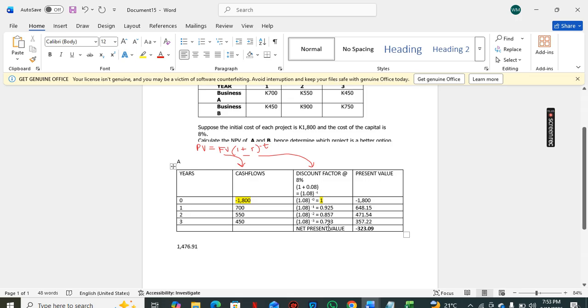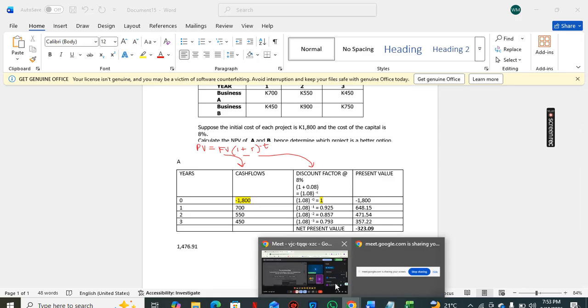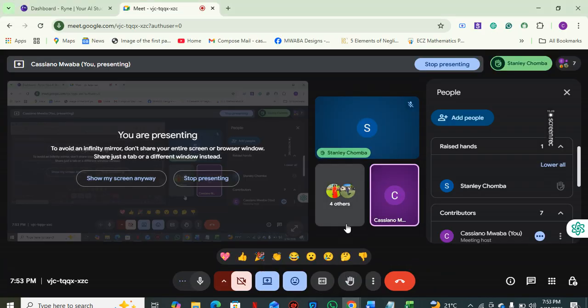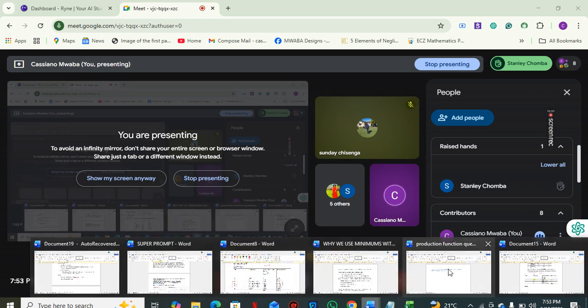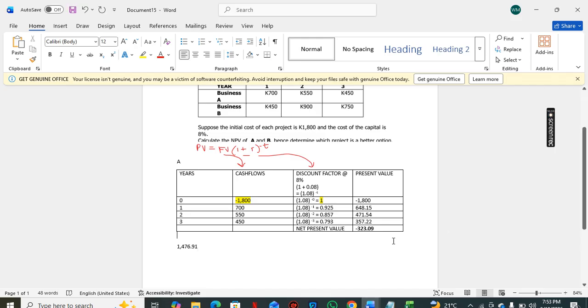So are you comfortable with the table, sir? Is Mr. Stan, are you comfortable with that table? Very much. Yes, it's understood. I think it's well explained and understood. Okay. Yes, you just make this table. Any other question?